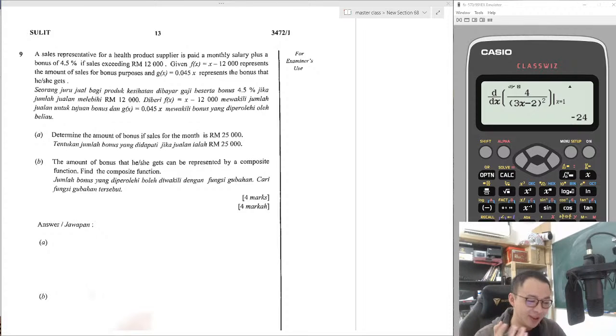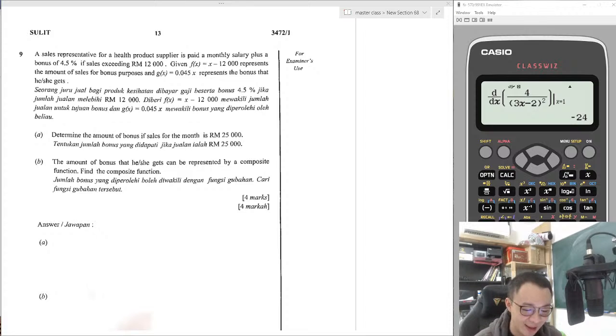Okay, so a sales representative for the health product supplier is paid a monthly salary plus a bonus of 4.5% if the sales exceed 12,000. Given that f(x) = x - 12,000 represents the amount of the sales for bonus purposes, and g(x) represents the bonus he gets. Basically it's something like this.